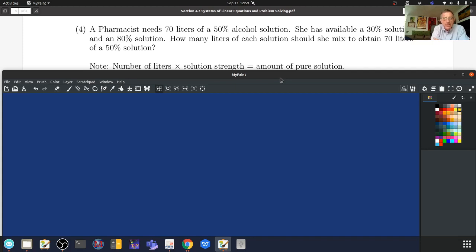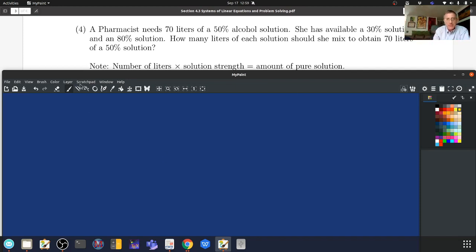So a pharmacist needs 70 liters of a 50% alcohol solution. She has available a 30% solution and an 80% solution. So how many liters of each solution should she mix to obtain 70 liters of a 50% solution? We've done this one before in a similar way, but in that case we had one solution and we were mixing it into the other, diluting it or increasing the strength.